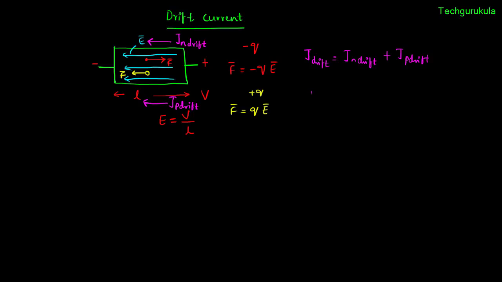Now let us see what this is equal to. In general, the current density is given by the volume charge density times the velocity with which this volume charge would move.